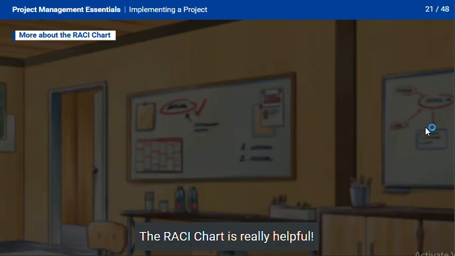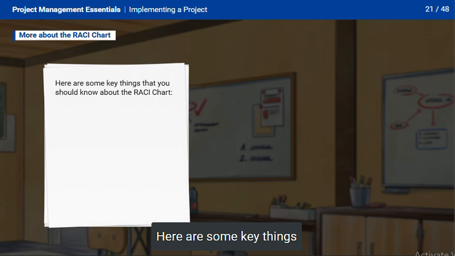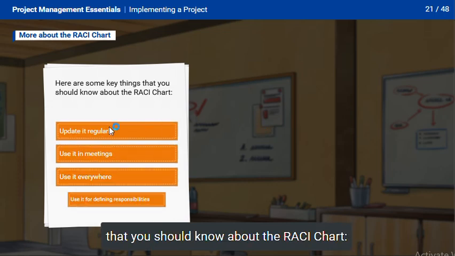The RACI chart is really helpful. Yes, it certainly is. Here are some key things that you should know about the RACI chart.